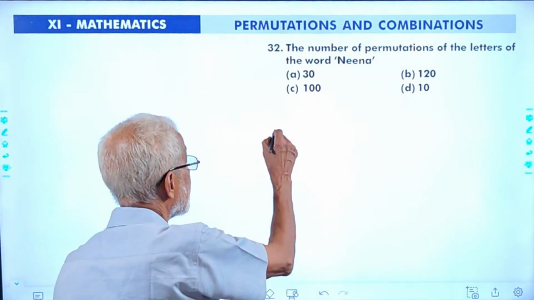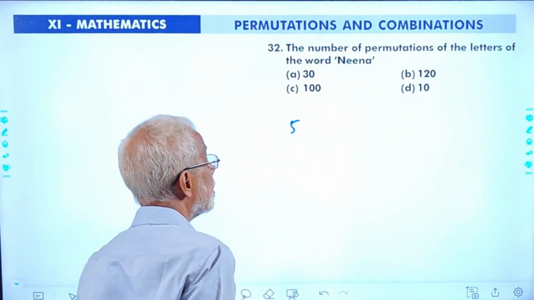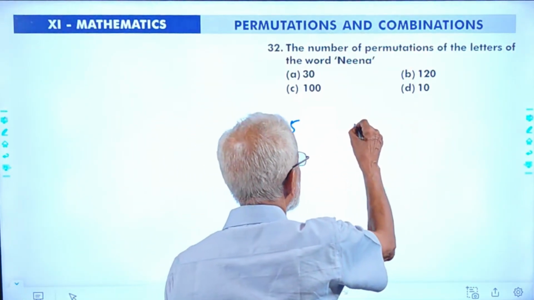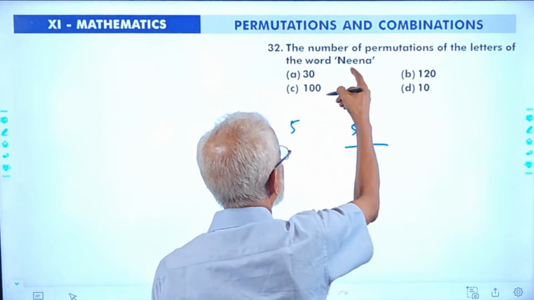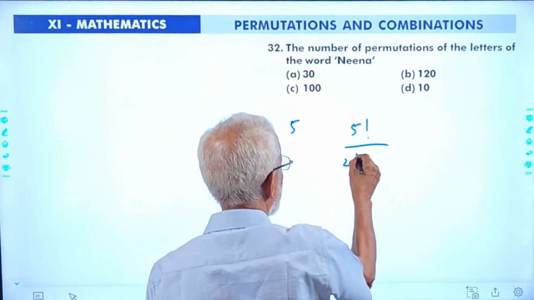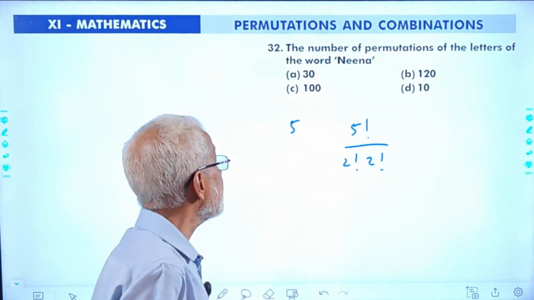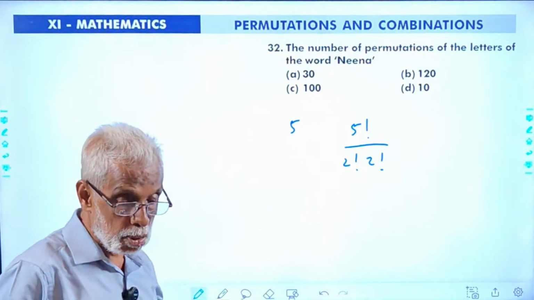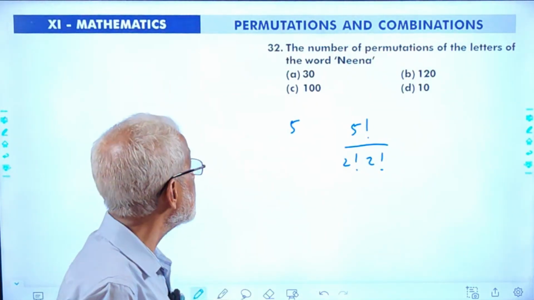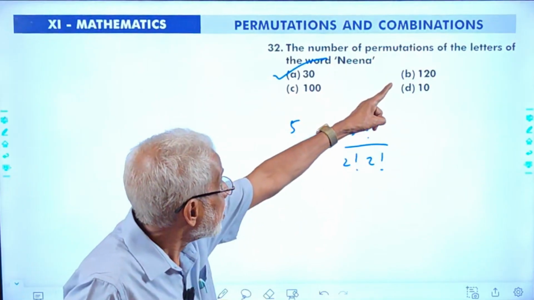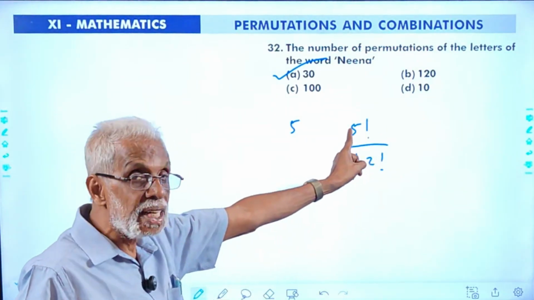The word Nina contains 5 letters. 5 letters can be arranged in 5 factorial ways. Since E repeats 2 times and N repeats 2 times, the answer is 5 factorial by 2 factorial into 2 factorial. Simplifying, we get 30.